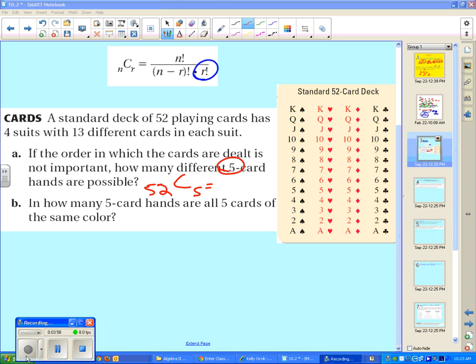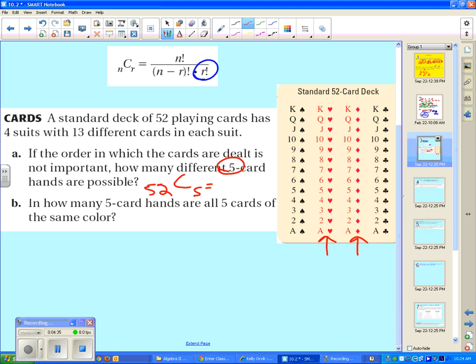Okay, so second one. This one's a little bit trickier. How many 5-card hands are there where all 5 cards are going to be of the same color? Well, how could that happen? What could be in my hand if that were to happen? I could have 5 what? I could have 5 hearts. Would this be the same situation if I had 3 hearts and 2 diamonds? Would that fit? Yeah, because those are the same color, right? If I had hearts and diamonds.